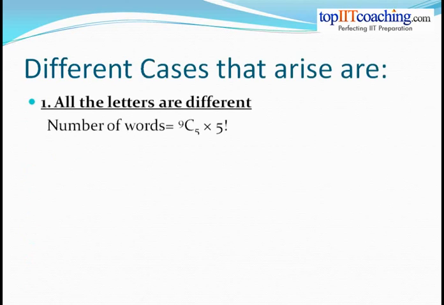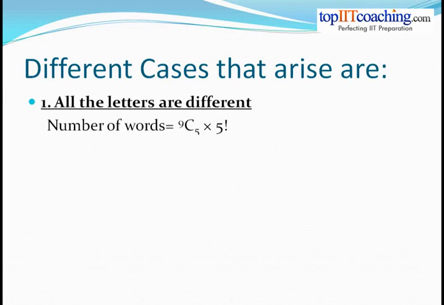Case number 1, all the letters are different. So we are going to have such words where all the letters are different. Let's calculate it. The total number of such words is equal to 9C5 into 5 factorial. Now what we have seen is, there are 9 different letters and we need a 5-letter word. So we select 5 letters out of those 9 different letters in 9C5 ways, and then we arrange them or permute them in 5 factorial ways. So the total number of such words is equal to 9C5 into 5 factorial.